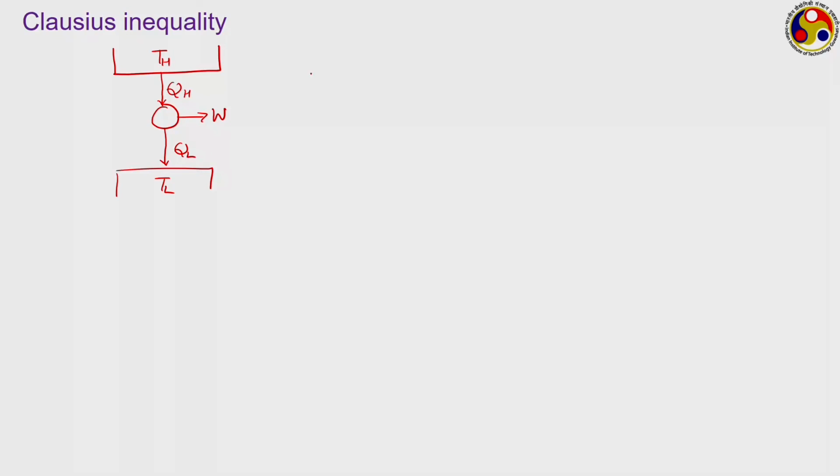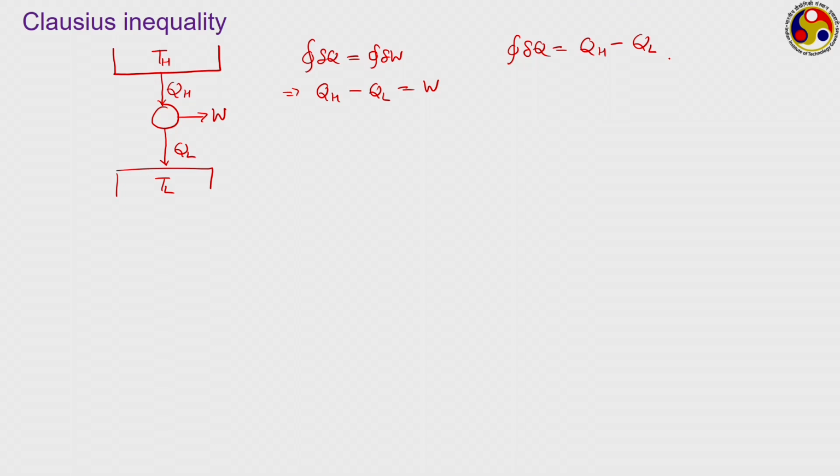Now, if we apply the first law of thermodynamics on this over a cycle, we know that cyclic integral of del Q is equal to cyclic integral of del W. Now, the amount of heat it is taking is QH minus QL is equal to W. So, cyclic integral of del Q, how much is that? That is QH, the amount of heat received by this system, and QL is the amount of heat rejected by the system. Now, which one is higher? QH definitely is higher than QL, otherwise there will be no W. So, this cyclic integral of del Q is greater than 0.